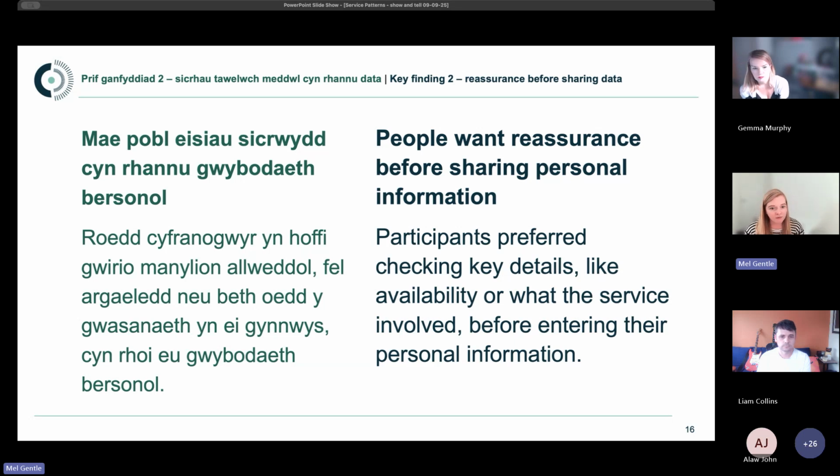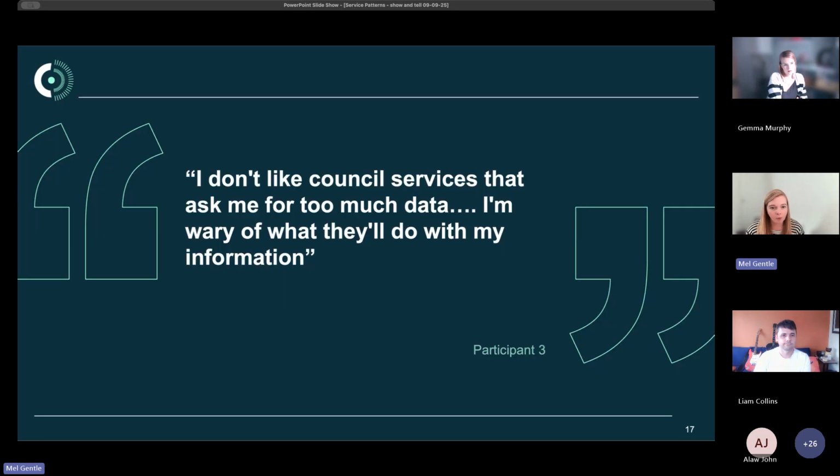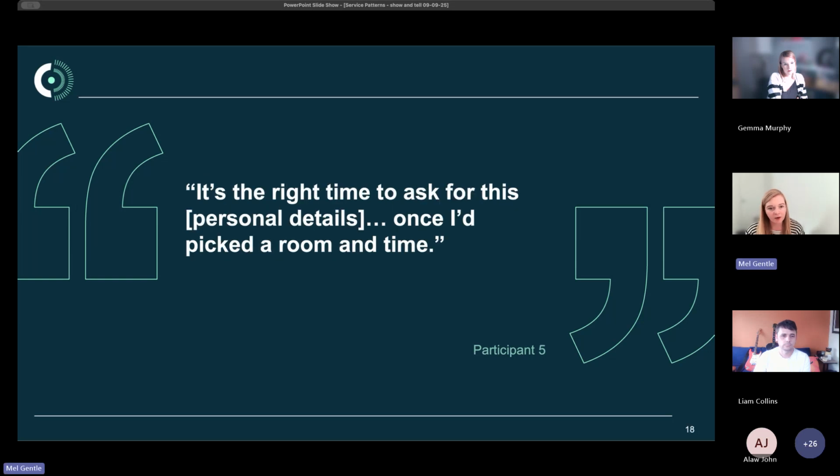So yeah, we've got some real great validation that the order of the steps within the booking pattern are meeting those needs, placing those booking details before personal information in the flow. A couple more quotes here. So this participant said, "I don't like council services that ask for too much information or data. I'm wary of what they'll do with it." And I think it's just a really strong reminder of how cautious people can be with those personal details. And we've got a second one here.